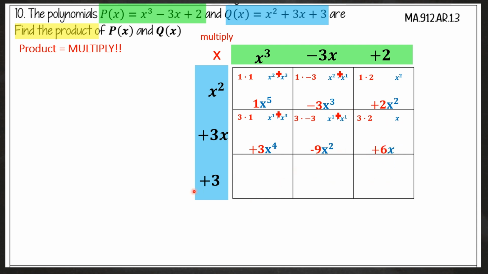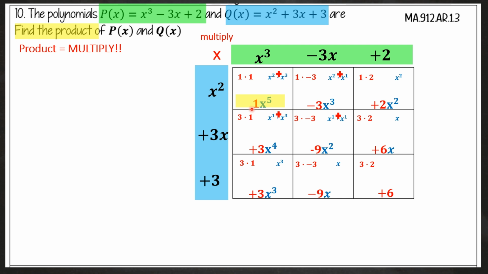Then here we go to the last row. Positive 3 times x to the power of 3. And I'm going to get a positive 3x to the power of 3. Positive 3 times a negative 3x. And I get a negative 9x. And positive 3 times a positive 2 gives me a positive 6.